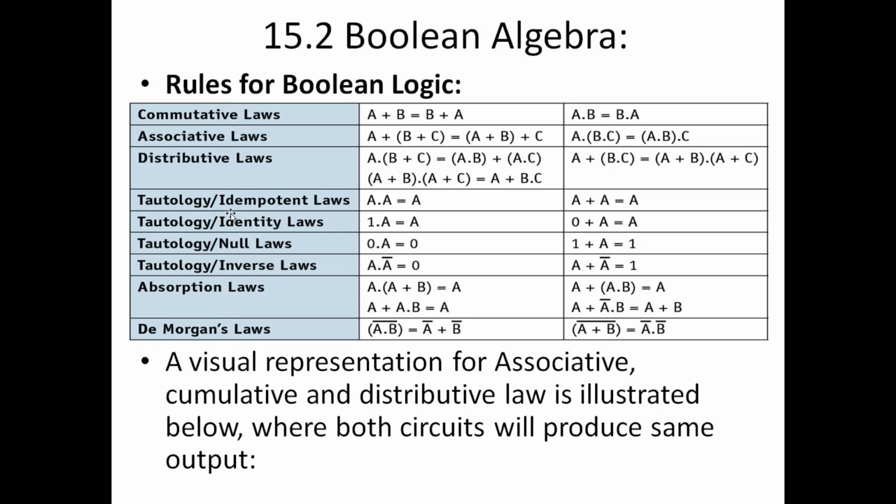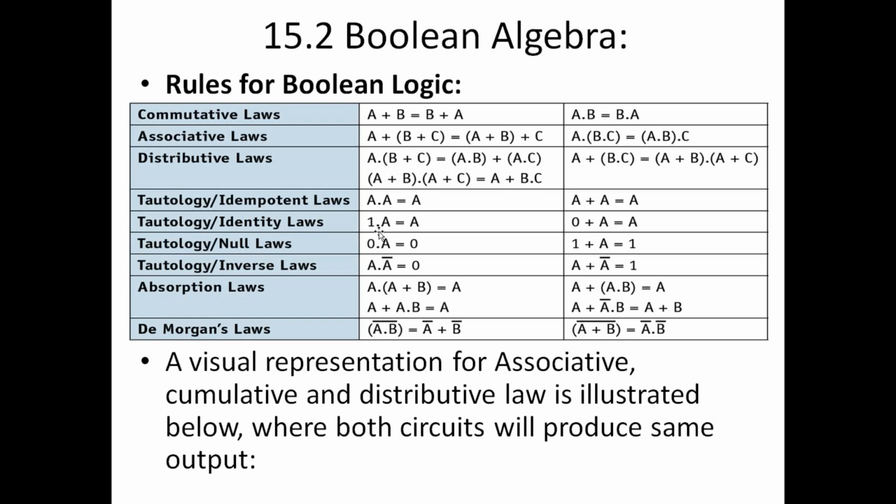Tautology or idempotent law. A dot A is always equal to A. If you multiply or add A with itself, you'll always get that input back. Like C dot C should be just written as C, or B plus B should be written as a single B. Now these laws will really come in handy when you're trying to simplify your logic expressions. Often in paper 3 you'll be given a long logic expression and you'll be asked to simplify it. Over there all of these laws will come in handy.